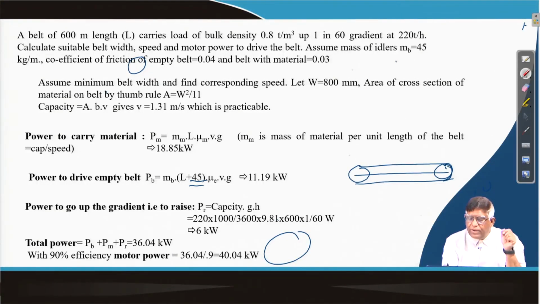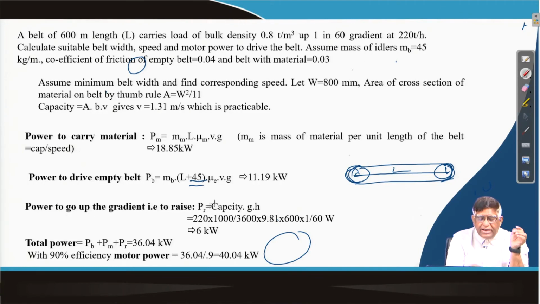So, this L we are taking over here, and for this part we are adding another 45, because of the friction which will come due to this. The rest is the empty belt on the conveyor belt when it runs, where we need the coefficient of friction that the material will have with the belt.